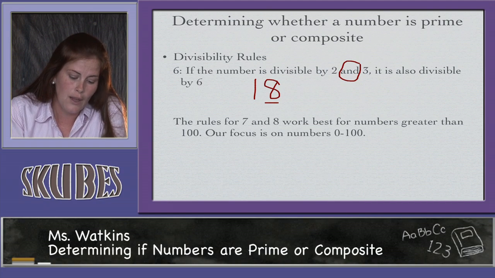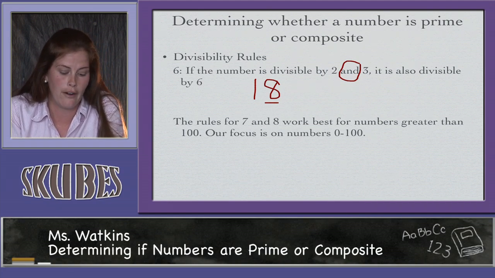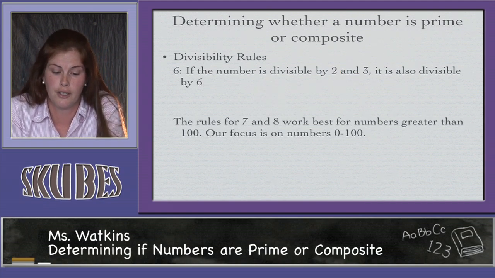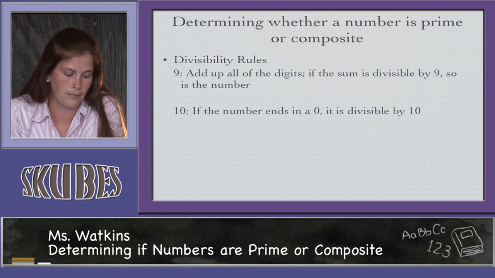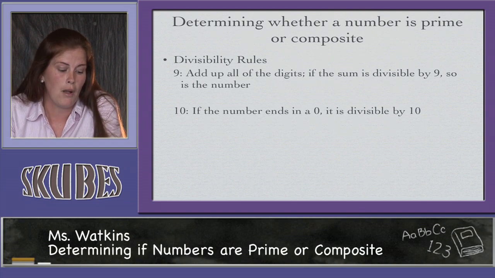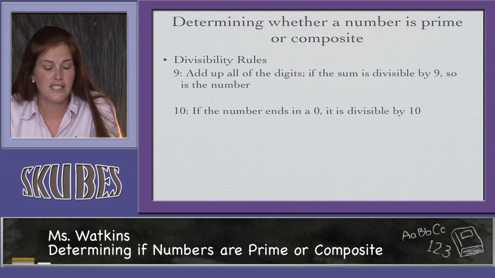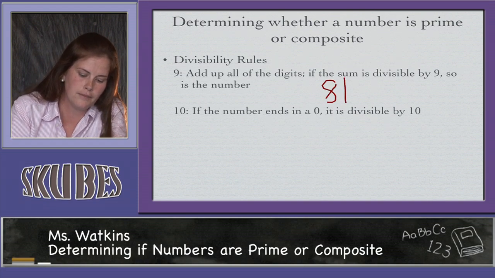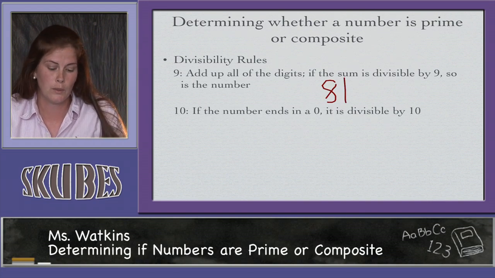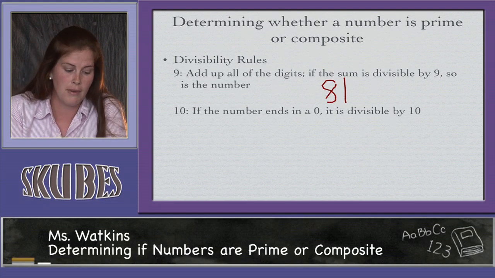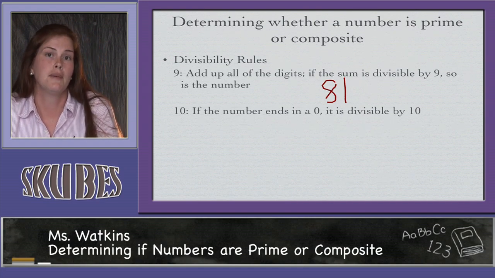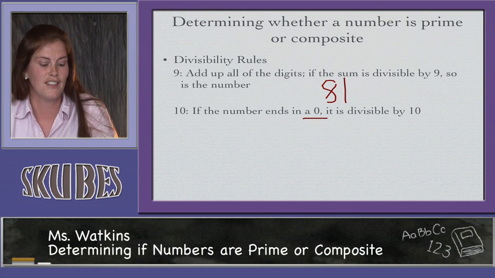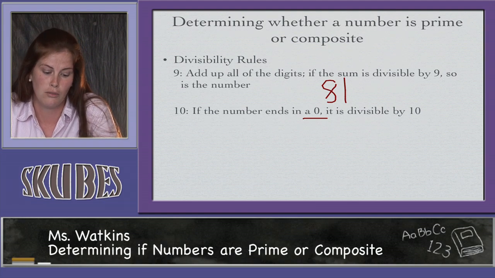The rules for 7 and 8 work best for numbers greater than 100, and our focus is going to be on numbers 0 through 100. The divisibility rule for the number 9. You add up all of the digits. If the sum is divisible by 9, so is the number. Let's take the number 81. We know 8 plus 1 equals 9, and 9 is divisible by 9, so 81 is also divisible by 9. The divisibility rule for 10: if the number ends in a 0, it is also divisible by 10.